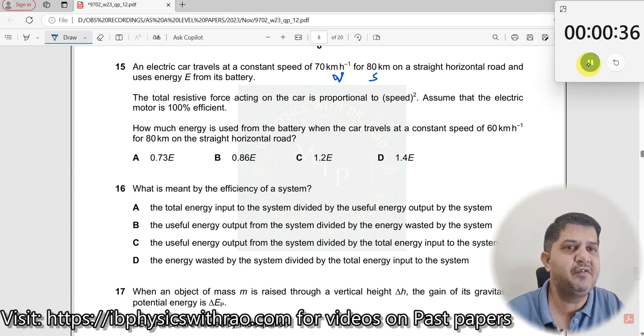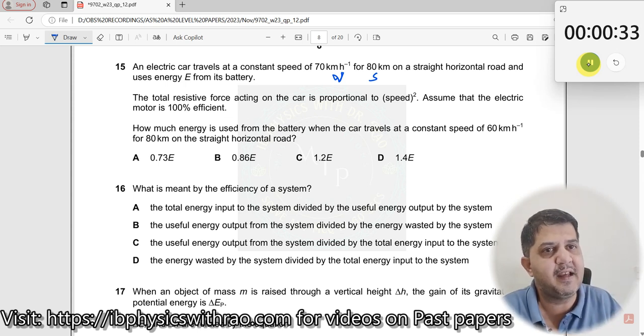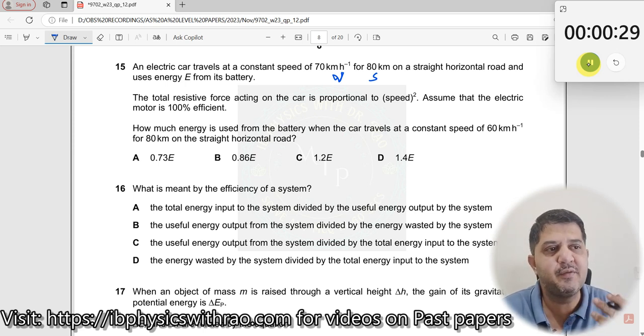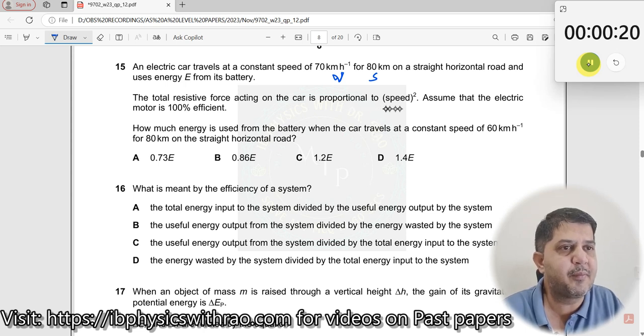See, first of all, when you say a car has energy E in its battery, the moment you provide energy, what should happen? The car should accelerate. But why is it not accelerating? It is moving at constant speed because there is an air resistance given there. This air resistance is proportional to the square of the speed.